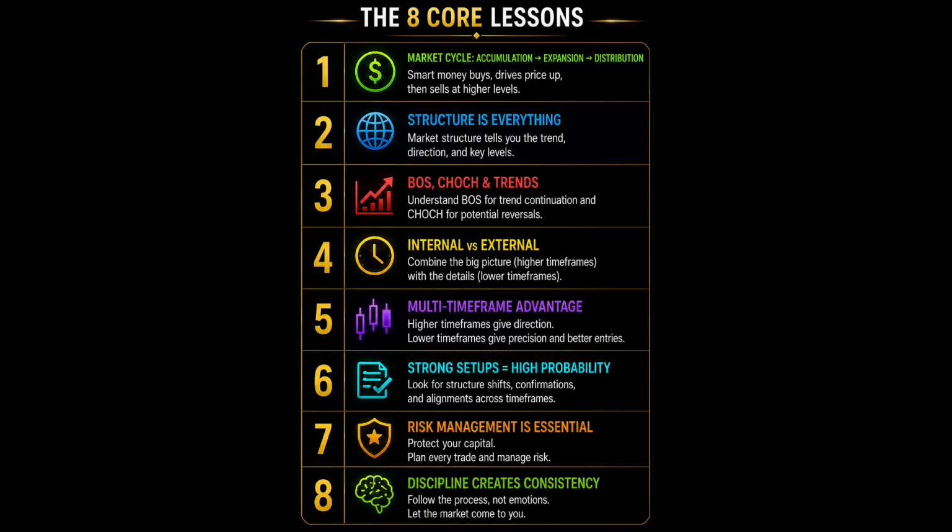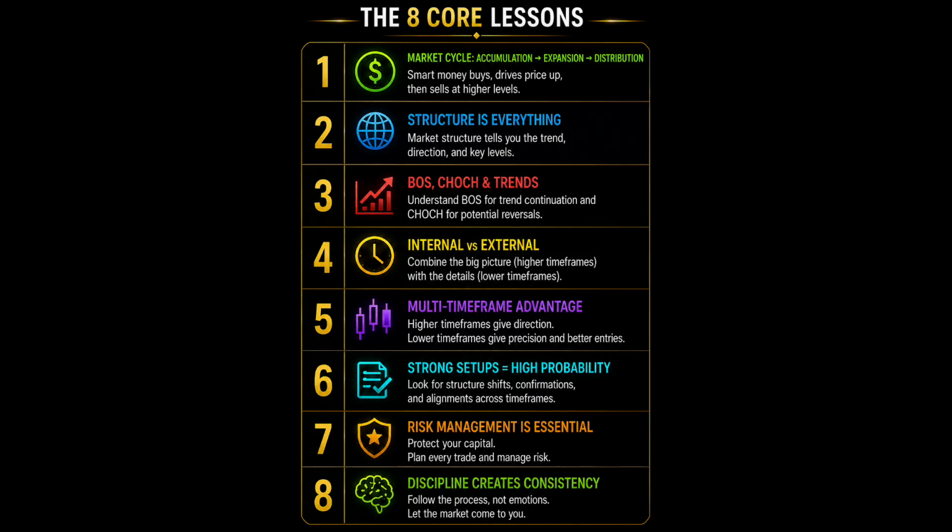Recognizing these phases helps us understand where we are in the larger market cycle and prevents us from entering too late. Next, we introduce 2 of the most important concepts in modern market structure analysis: break of structure and change of character. A break of structure, or BOS, occurs when price breaks a significant swing point in the direction of the trend. This tells us that the trend remains healthy and that smart money is likely still participating in the move.